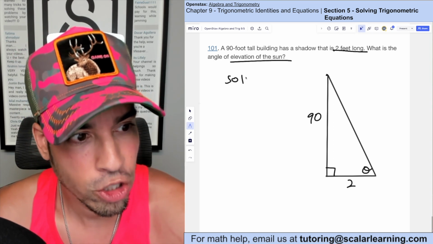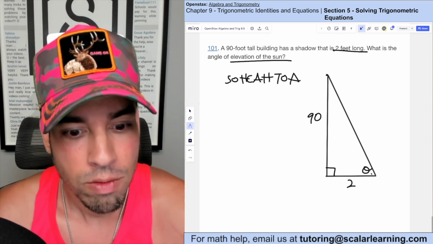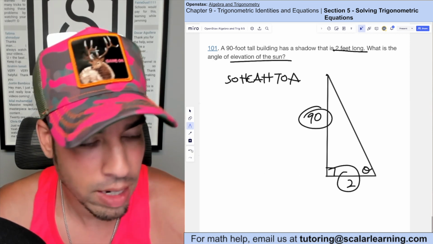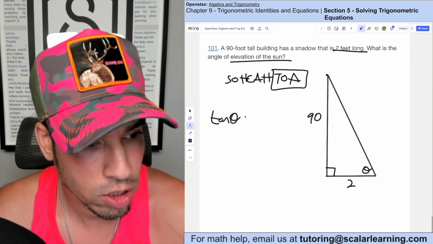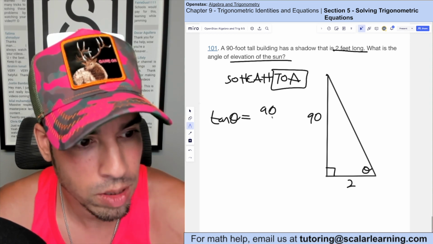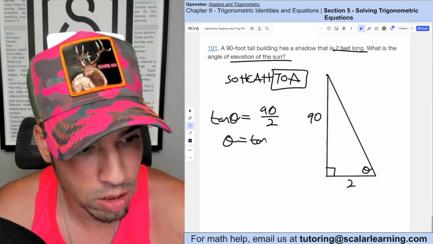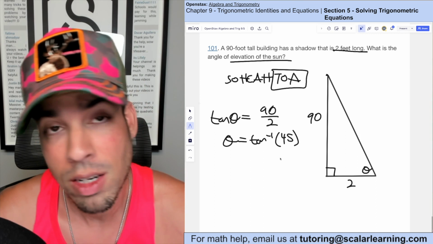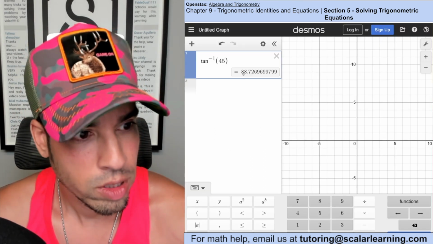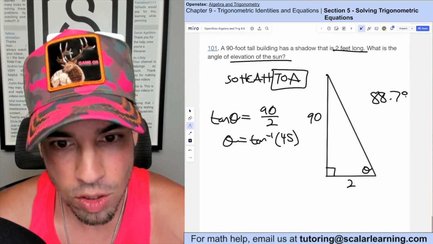Now the question is, what trig function do we use to solve for theta? Well, for theta, I have opposite and I have adjacent. Opposite and adjacent is tangent. So I'm going to take tangent of theta and set it equal to opposite over adjacent. And then to solve for this, we're going to take arctangent of both sides. By the way, 90 over 2, I'll simplify that to 45. Now let's check it in Desmos. And our answer is 88.7. So we get 88.7 degrees.